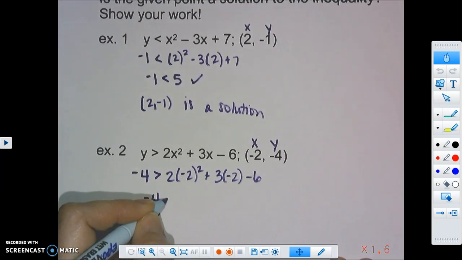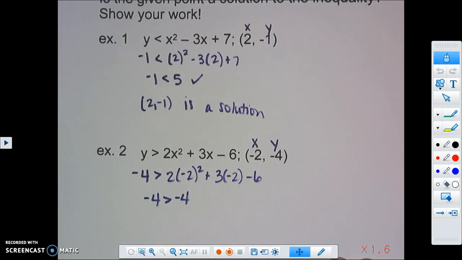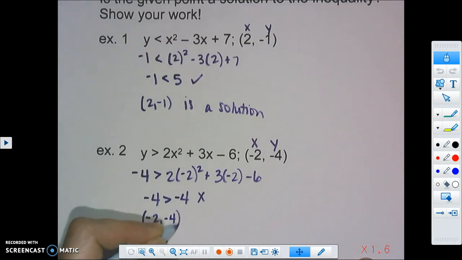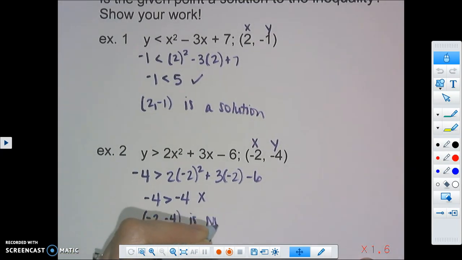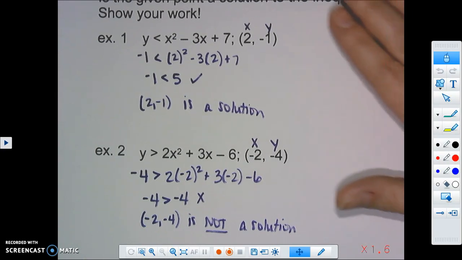When we do this, we get -4 is greater than -4. And since it doesn't have the equal to piece there, that is not a true statement. So we would say (-2, -4) is not a solution. You could also do this by looking at a graph. If those points were in the shaded region of the graph, that would be fine. If they weren't in the shaded region, then they would not be solutions as well.